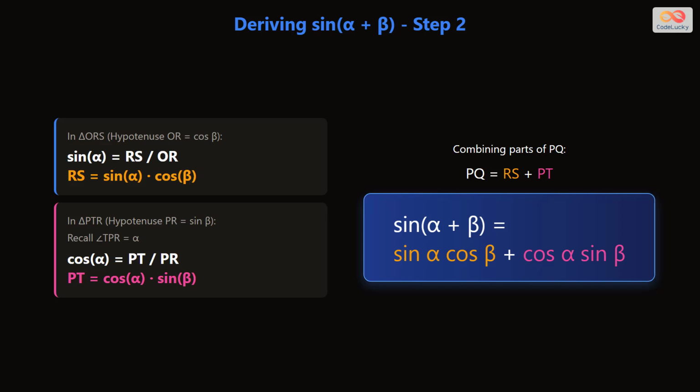Now we calculate those two parts. In the lower triangle, RS is the vertical side, so it equals the hypotenuse OR times sine alpha. Substituting OR gives us sine alpha cosine beta. In the top triangle, PT is the adjacent side to angle alpha, so it equals the hypotenuse PR times cosine alpha. Substituting PR gives us cosine alpha sine beta. Adding them together gives us the famous formula.